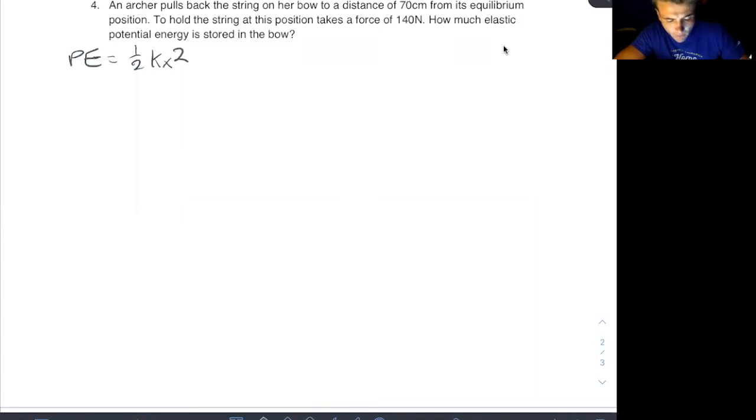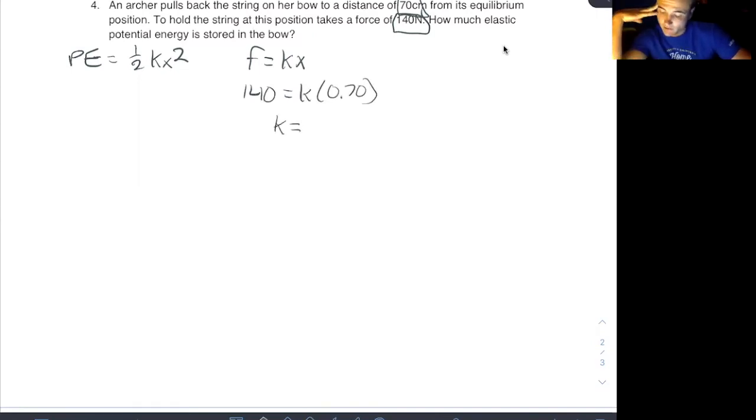And what do we know? So we know the distance, we know the force, just like the previous one, right? We have a force equation that can give us K, because we don't know K, so we want to find K. So first thing, find K: 140 equals K times 0.70. And then we get our K value, 200 Newton meters, and then we just plug it in, right?